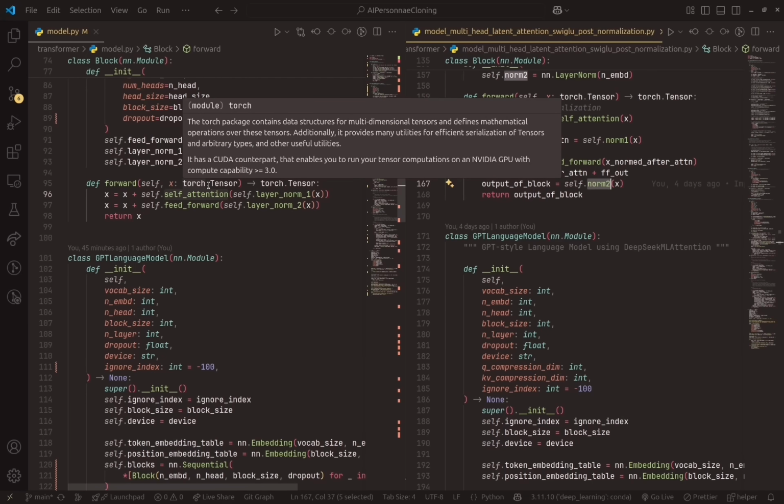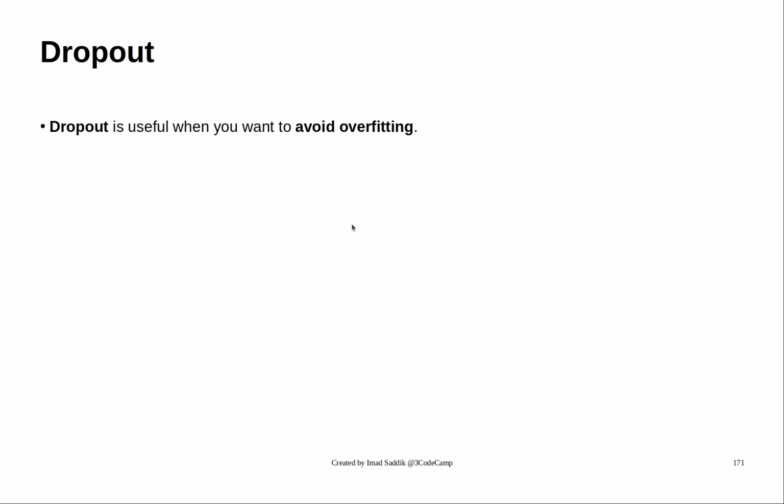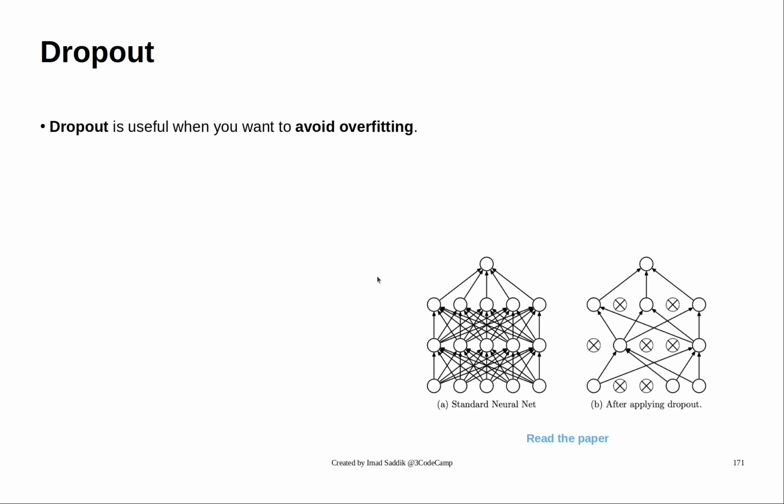Now let's go back to the slides because we have one last thing to talk about, which is dropout. Dropout is useful when you want to avoid overfitting. Here is a diagram that explains dropout. On the left, we have the standard neural network. You can see that every neuron is connected to the other neurons that it can connect to. On the right, we have the network after applying dropout. You can see that some neurons are deactivated, which means that some connections are being dropped. This is what dropout does to your neural network.